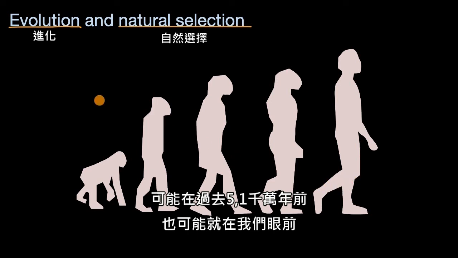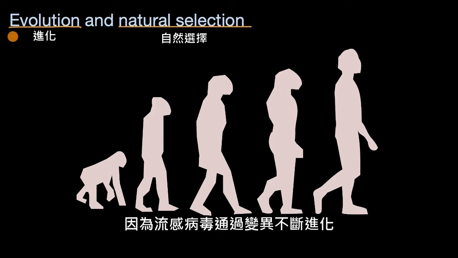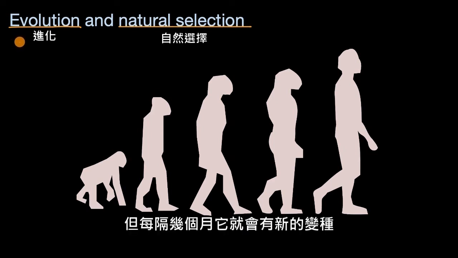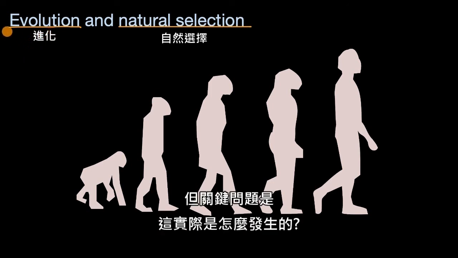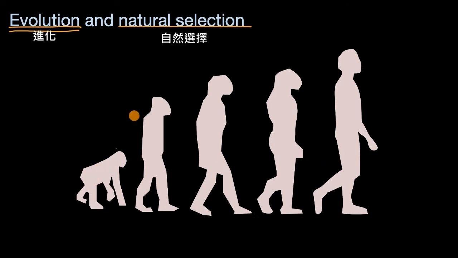But it can also happen right before our eyes. For example, every year we have a new flu virus because the flu virus is constantly evolving through mutation. We have the coronavirus, and we're having new variants of that, it seems like almost every few months. That is evolution happening right before our eyes. But the key question is, how does this actually happen? Does the DNA know to change into something else? Well, clearly not. The DNA is not sentient. It is not somehow constructing itself. And that's where natural selection comes into the picture.